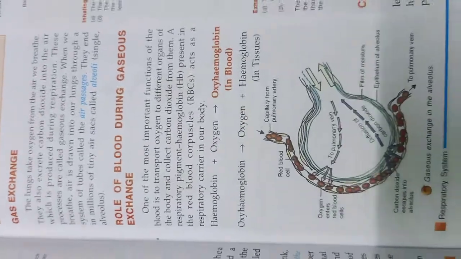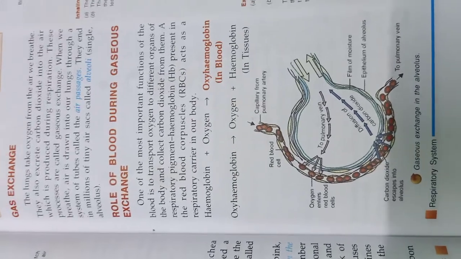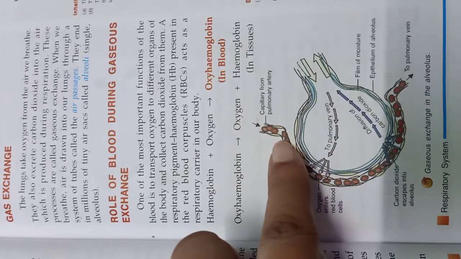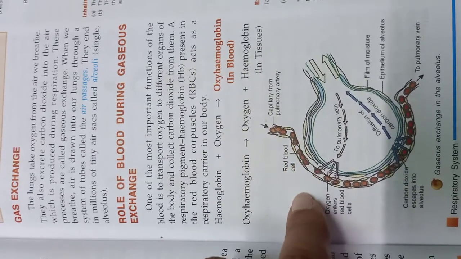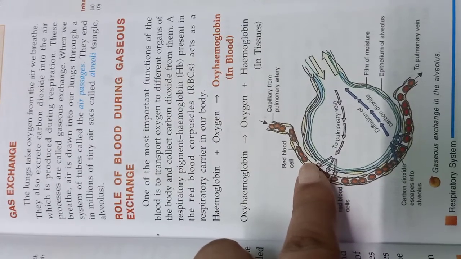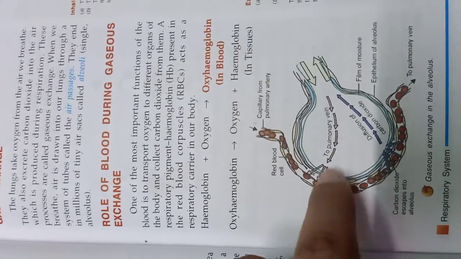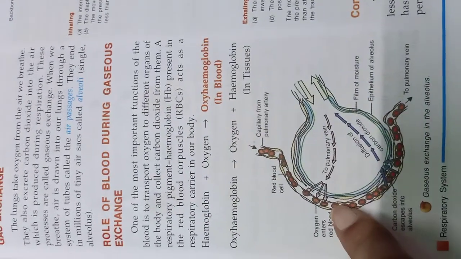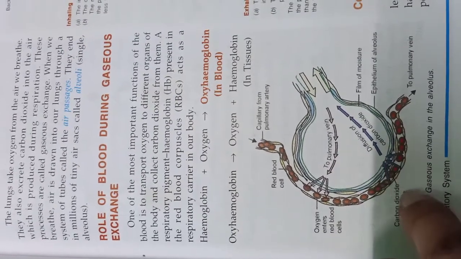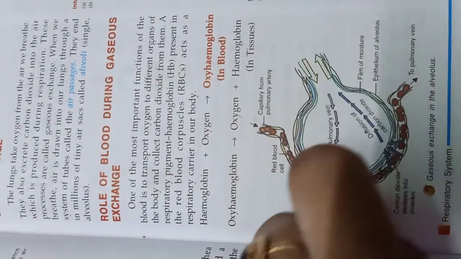Now here you can see in the diagram how oxygen enters the blood. You can easily see here the capillary from the pulmonary artery. These arteries are connected with the heart, and it contains the red blood cells. Here you can see these small tiny structures, they are red blood cells, and the oxygen enters the red blood cells and it enters the pulmonary vein. Then the carbon dioxide diffuses out from this pulmonary vein.